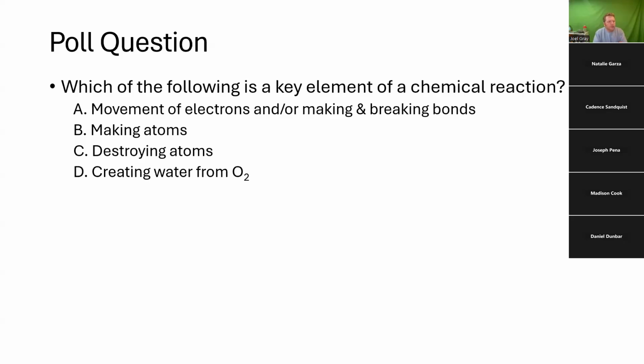Can a chemical reaction make an atom? No. Can it destroy an atom? No. And creating water from O2, well, that's also kind of making an atom, because water requires H2O, and we can't just spontaneously let that happen. So really the best answer, and the one that I was looking for, was answer option A. We ended up with about 93% of the class selecting that. The other answer options were split between B and C.